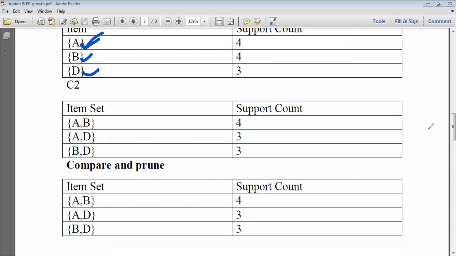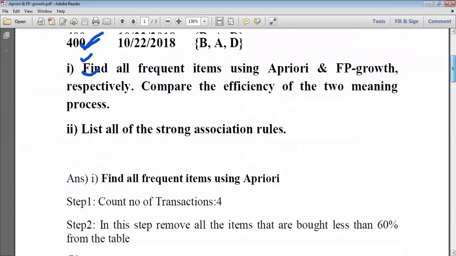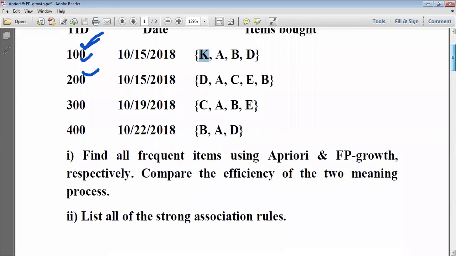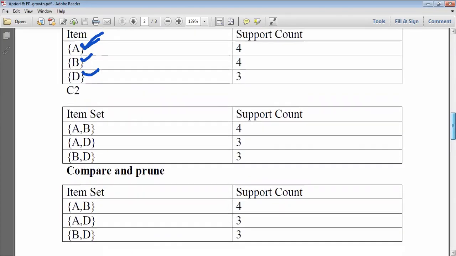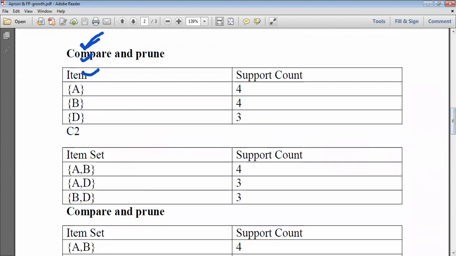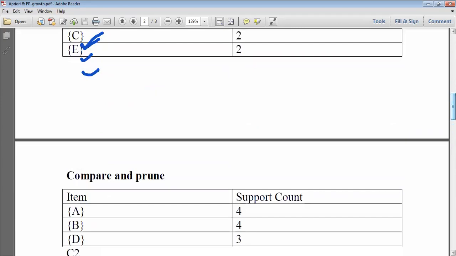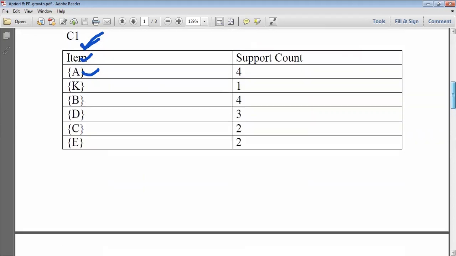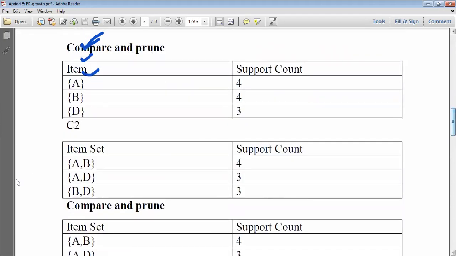And what are the support counts? How many times were they purchased? Check here. AB, how many times? 1, 2, 3, 4. So the support count is 4. And AD, the support count is 3, and BD, the support count is 3.